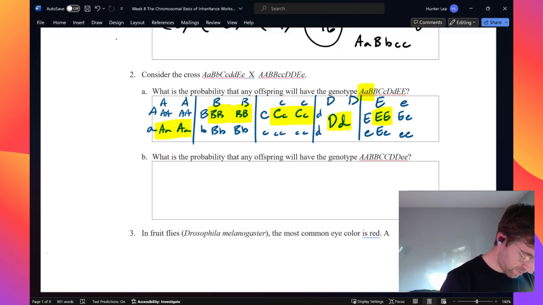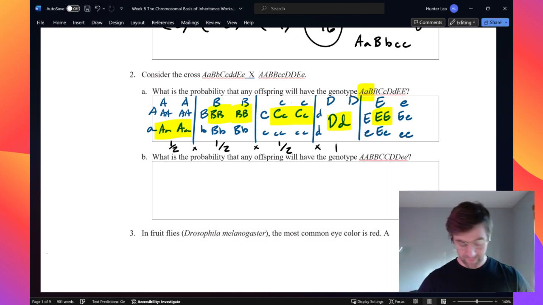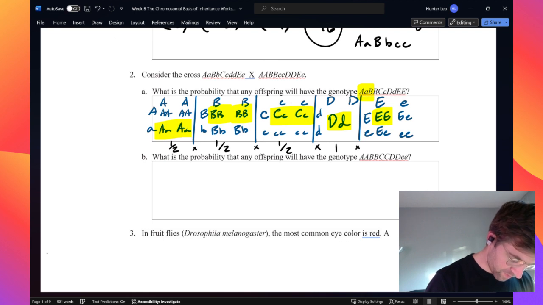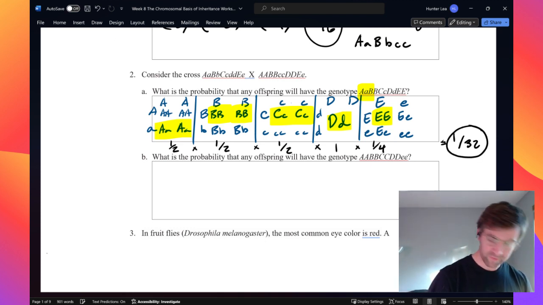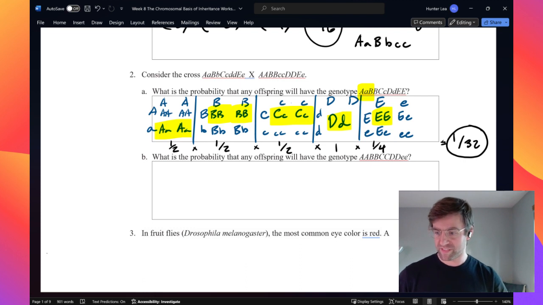We've got 1/2 times 1/2 times 1/2 times 1. 4 out of 4 is 1, times 1 and 4. So 4, 8. 8 times 4 is 1 in 32. Hopefully this is making sense so far.